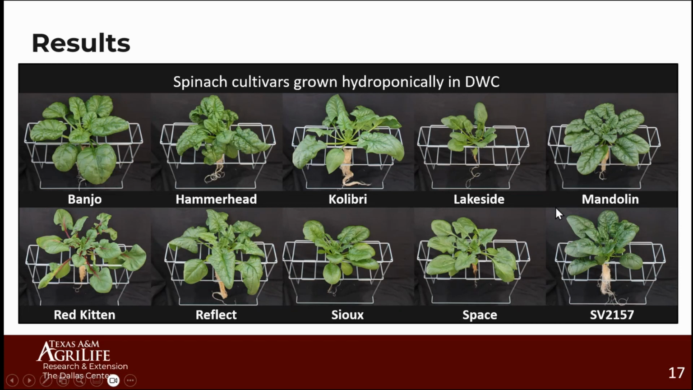So here are the 10 different cultivars in our study. You can tell the morphology is very different among the spinach cultivars. Some have curved leaves, but some leaves are more flat, and some plants are more upright, and some are more rosette. And like this cultivar, Red Kitten, they have a red stem, so they will be desired for the salad mix.